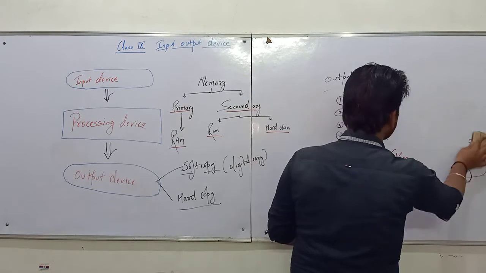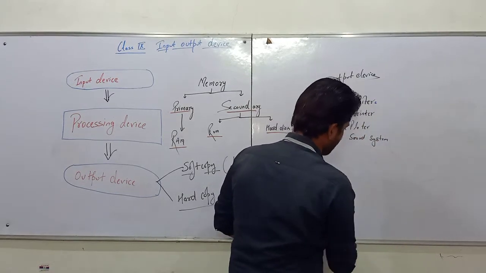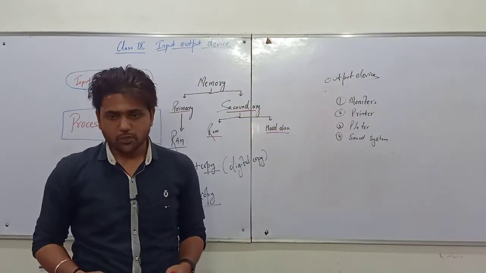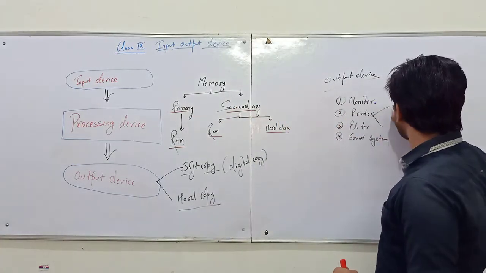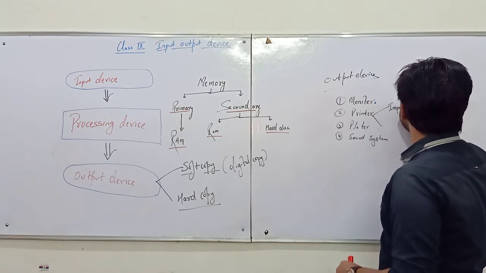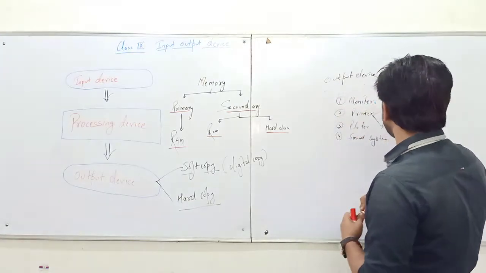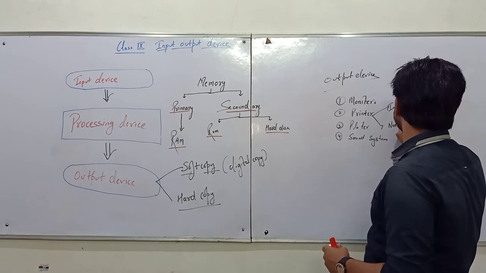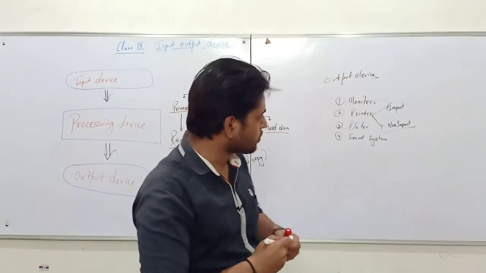Talking about printers, basically we have two types of printer, that is impact and non-impact printers. Impact printers are those in which there is direct contact of ink and paper, and non-impact printers are those in which no direct contact of ink and paper takes place.